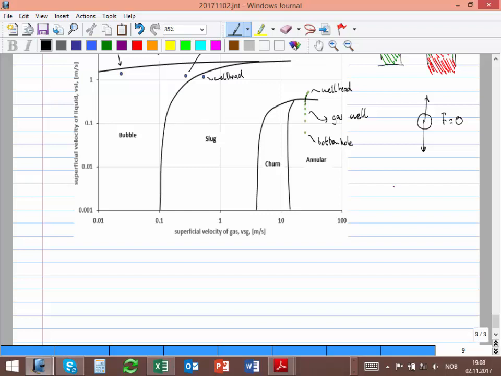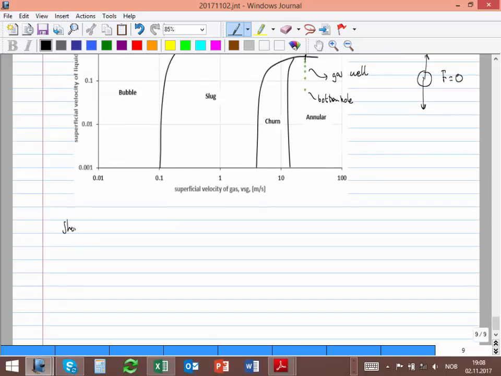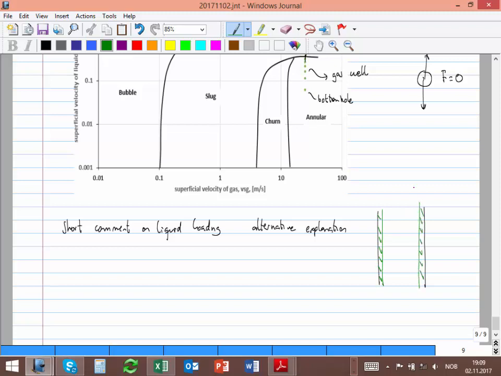Okay? So a short comment on liquid loading. Okay, there is an alternative explanation. They say the loading is not because of these droplets that I have here in the center. It's not because of that. I don't have to make a balance on this droplet. It's because of this film that I have here. When the gas rate is not high enough, this film will start going down, okay? And then I will start having these slugs, okay? And they say that's a change in the flow pattern.